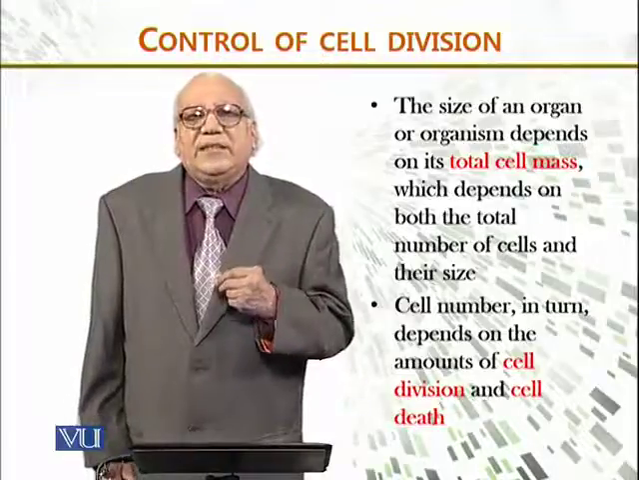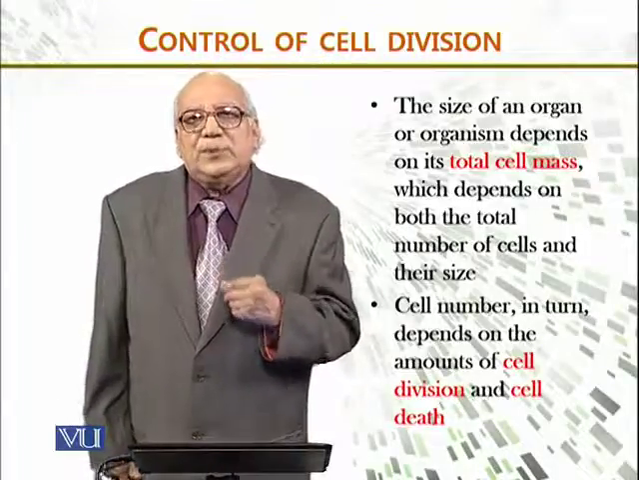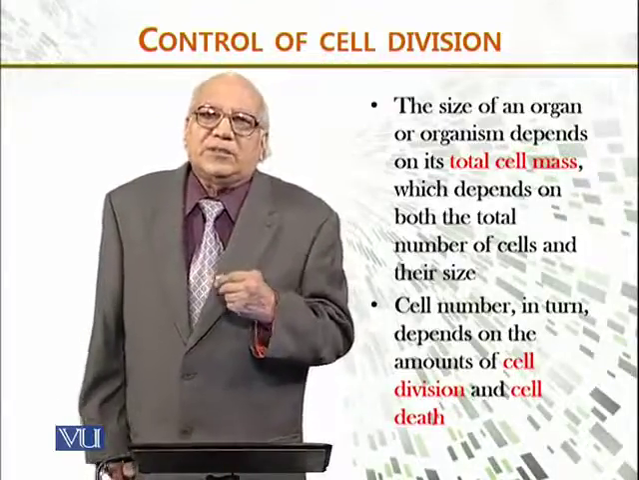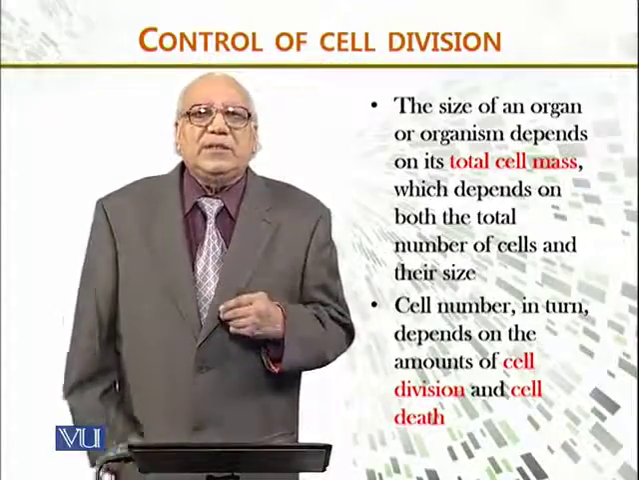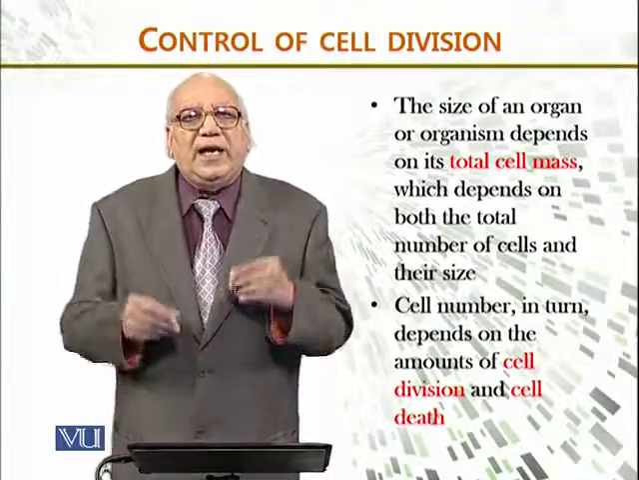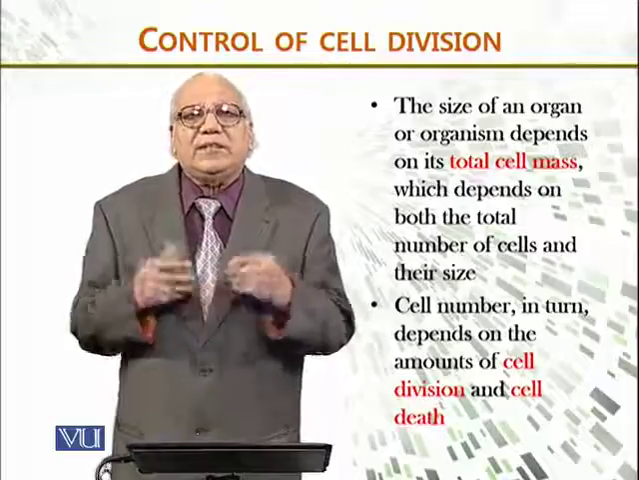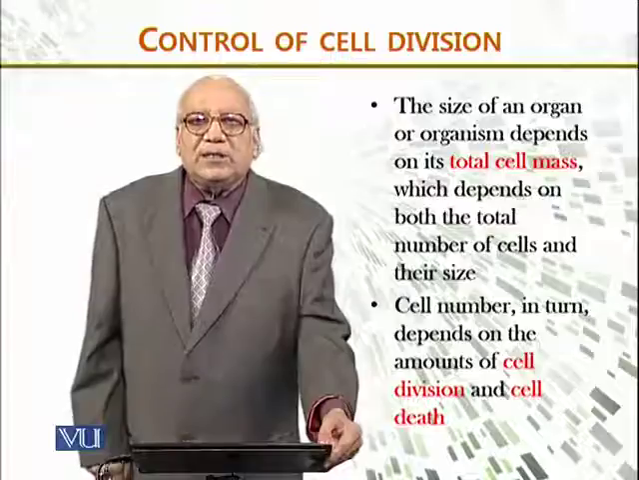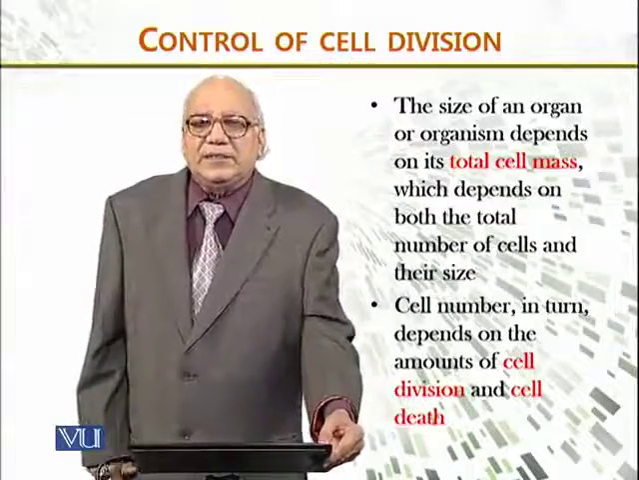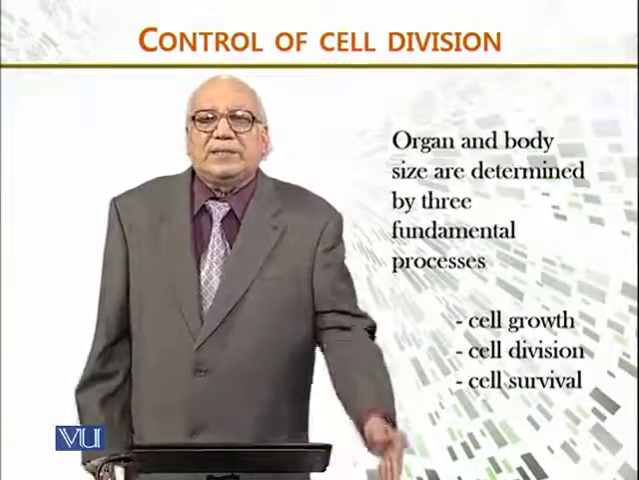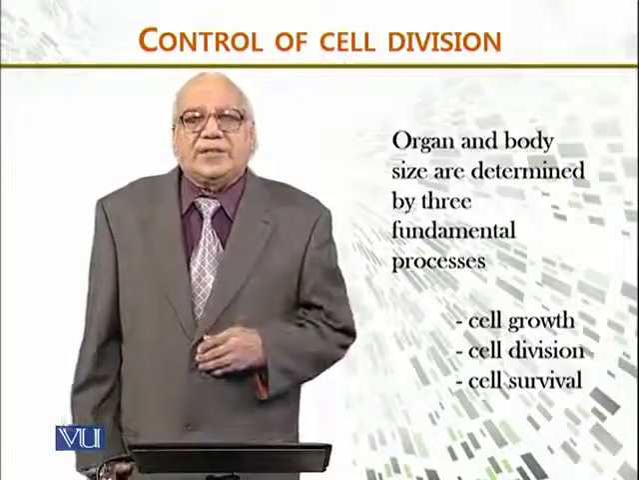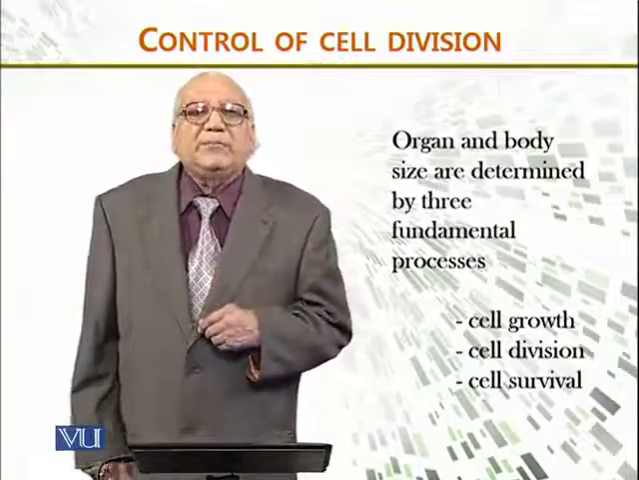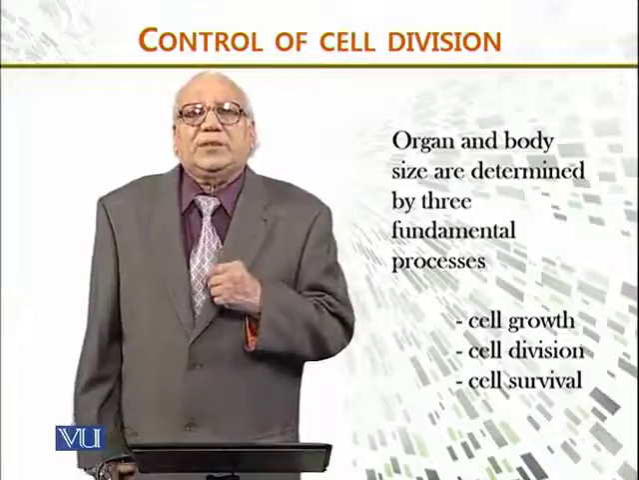जाहिर है कि whenever in the organ there are two processes which are going side by side. One is the production of the cells and the second one is the death of the cell or the death rate, and that becomes the total, the net is the cell number increase. Organ and body size is determined by three fundamental processes.